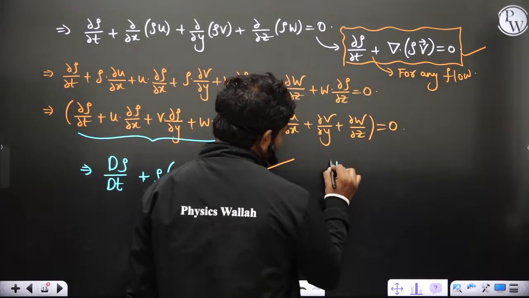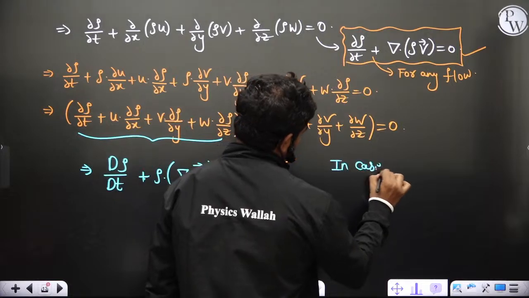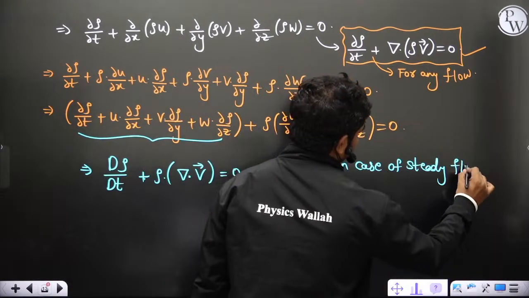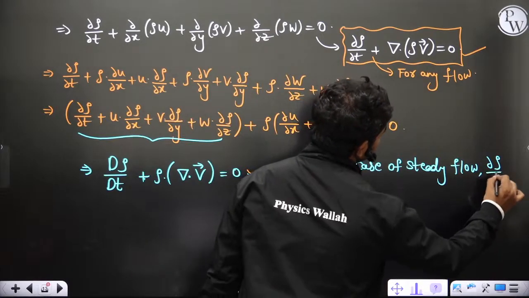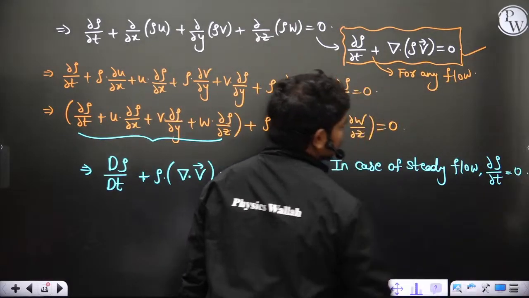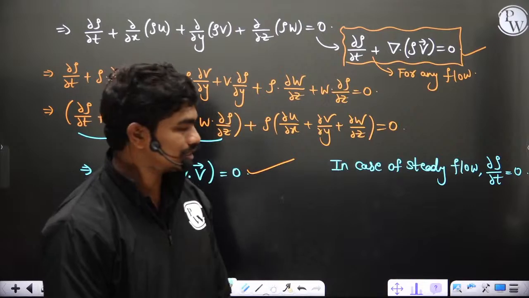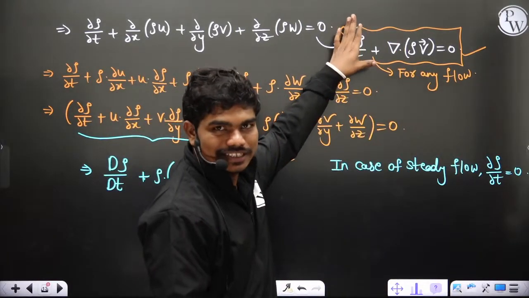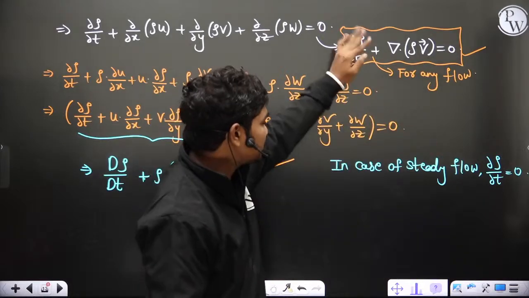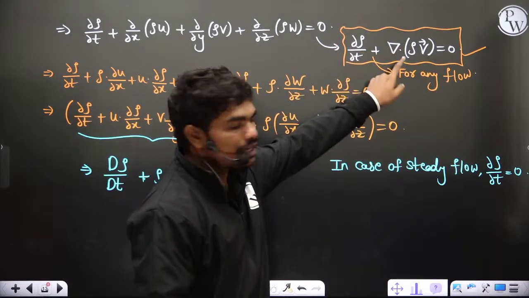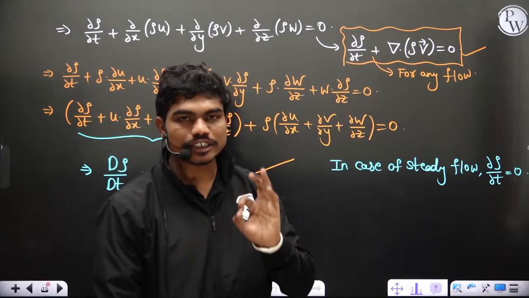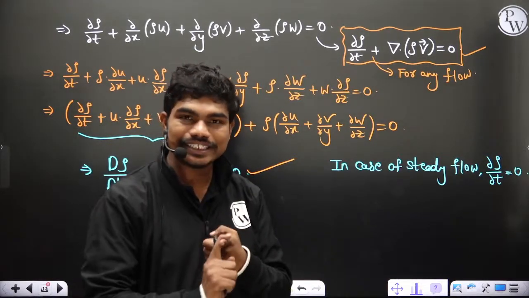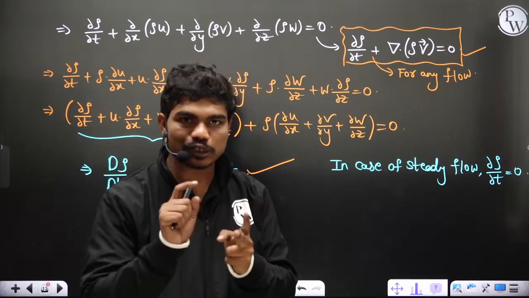In case of steady flows, the change in density with respect to time partially is 0 actually. So dou rho by dou t is 0. Now in this equation, if things are not changing with respect to time, only this term is 0, then you cannot take density out. Because I told you things can change for two reasons. One is because of change in time, one is because of change in position.